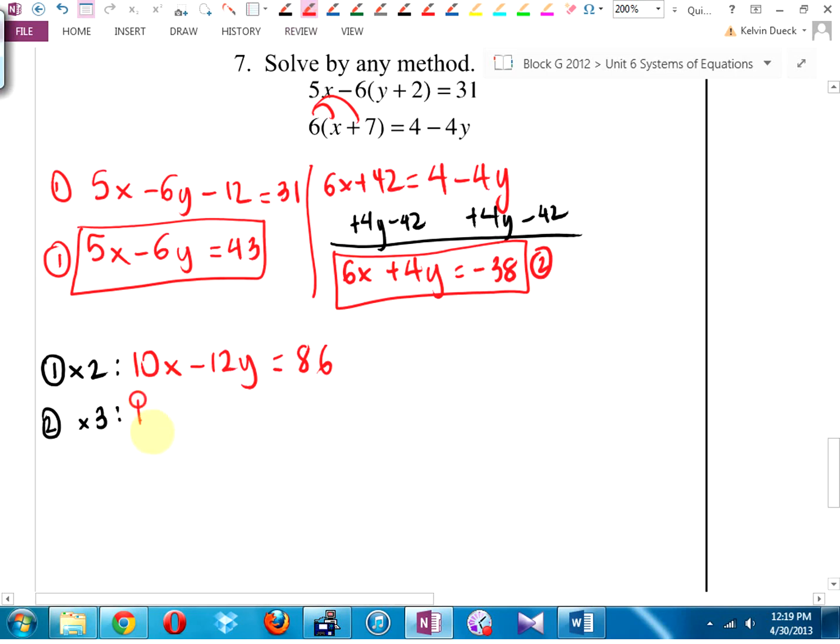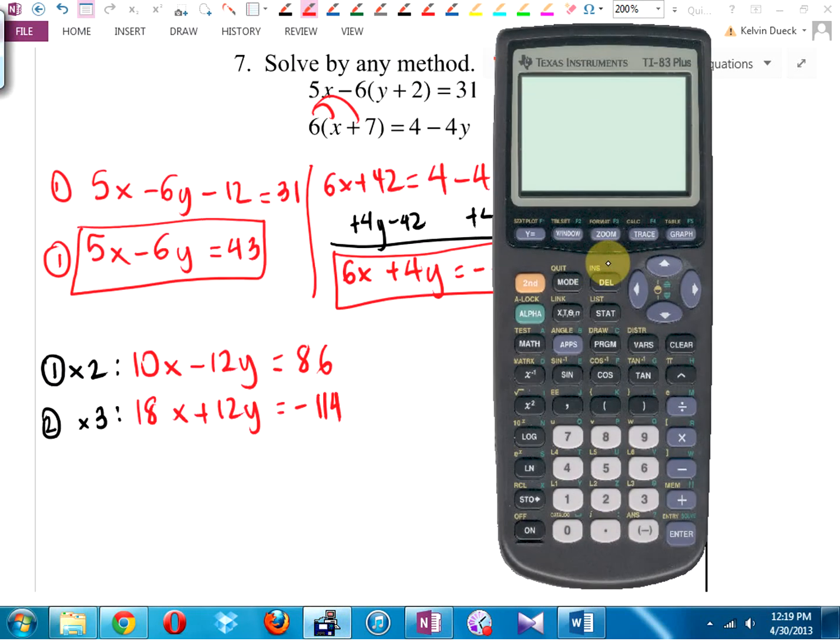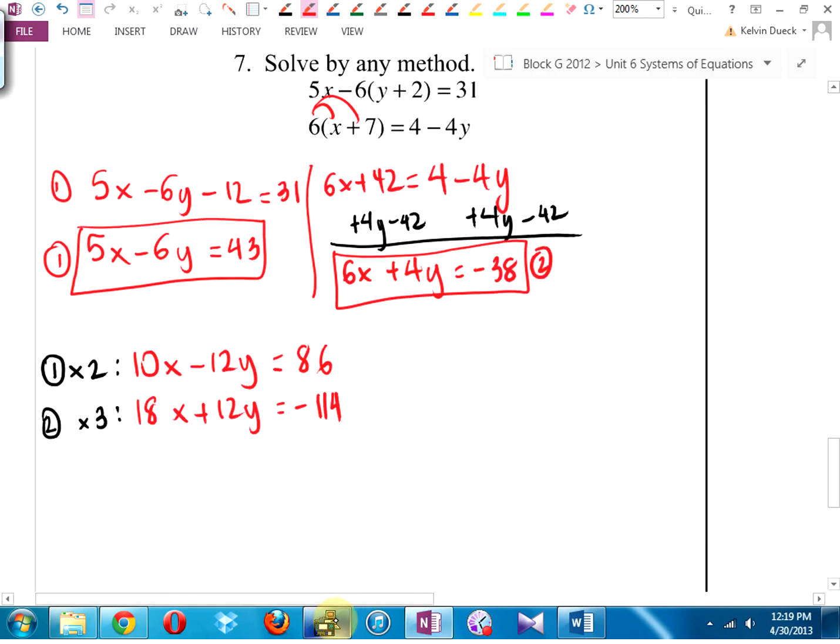So I'm going to get 18x plus 12y equals negative 114. Better double check. By the way, if you made them 24s, every one of your numbers would be twice as big. You'll have a 20x minus 24y equals 172, and you'll have a 36x plus 24y equals negative 228. You just got an extra factor of 2, and you'll end up dividing it out later. My numbers are smaller, but not so much smaller that it's worth it.